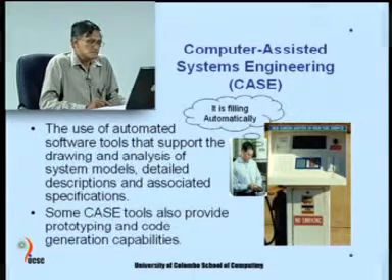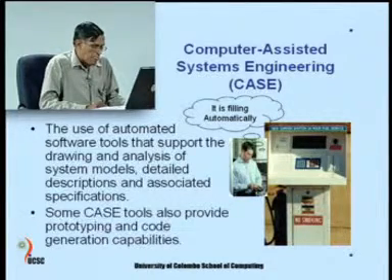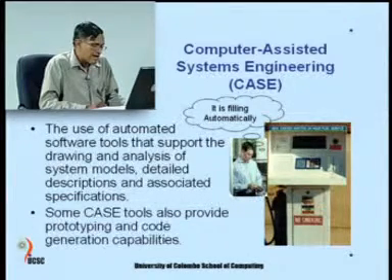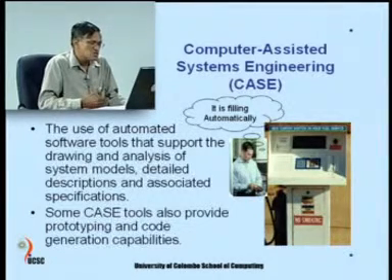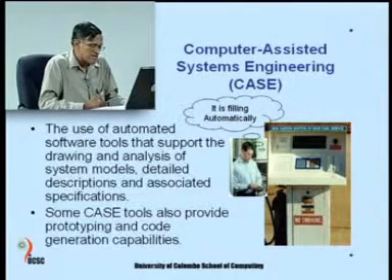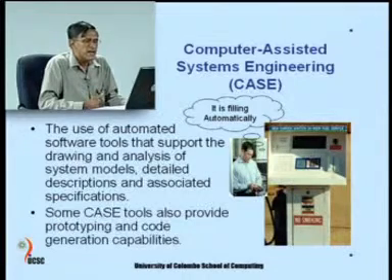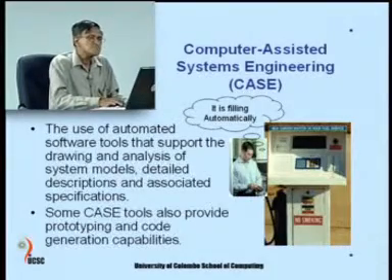First, we look at computer aided systems engineering, or you call it CASE. The use of automated software tools that support drawing and analysis of system models and associated specifications, where these CASE tools will automate the stages of the system development life cycle. They provide prototyping and code generation capabilities also. And the latest tools will have a link to the application development environment, which we will look at later in detail.